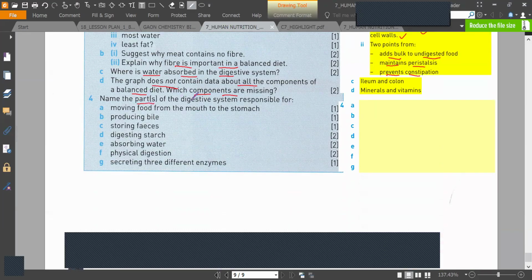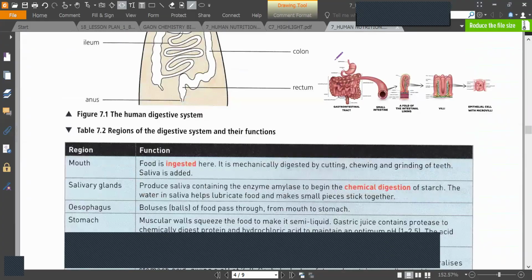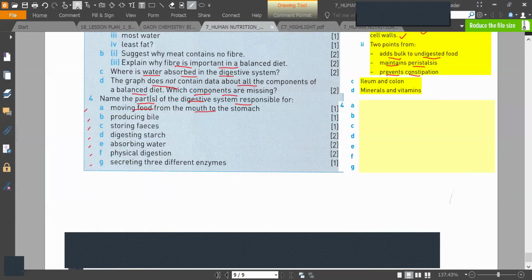Okay, name the part of the digestive system responsible for each of these functions. Yeah, so we need to remember the function. Okay, so first one, moving food from mouth to the stomach. Okay, so we know that. Moving food from mouth to the stomach will be the esophagus.